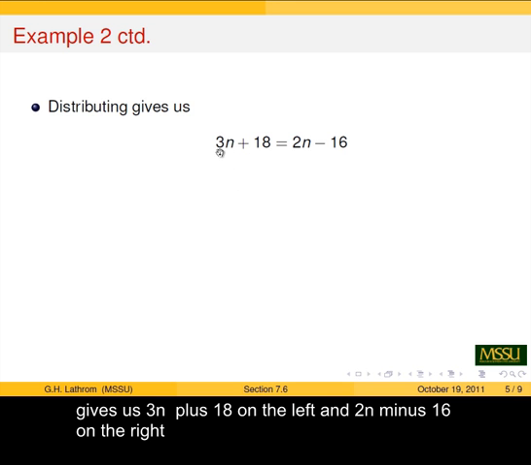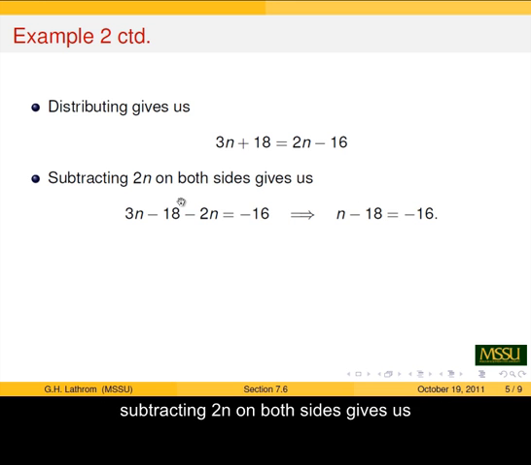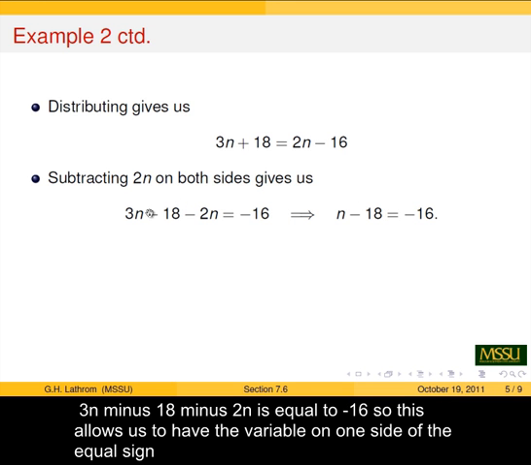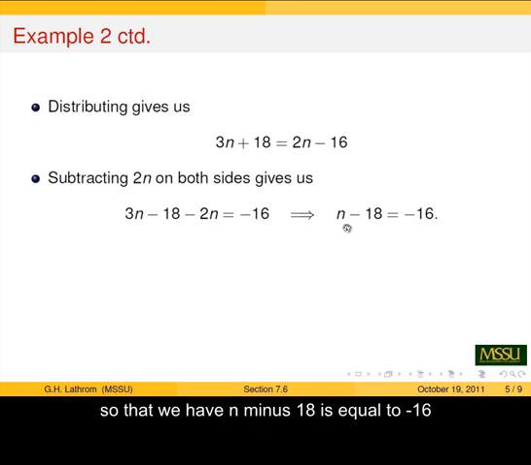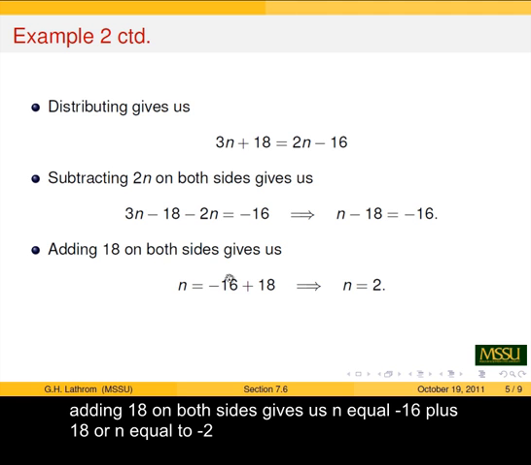Distributing gives us 3n plus 18 on the left and 2n minus 16 on the right. Subtracting 2n on both sides gives us 3n plus 18 minus 2n is equal to negative 16. This allows us to have the variable on one side of the equal sign, so that we have n plus 18 is equal to negative 16. Subtracting 18 from both sides gives us n equal to negative 16 minus 18, or n equal to negative 34.